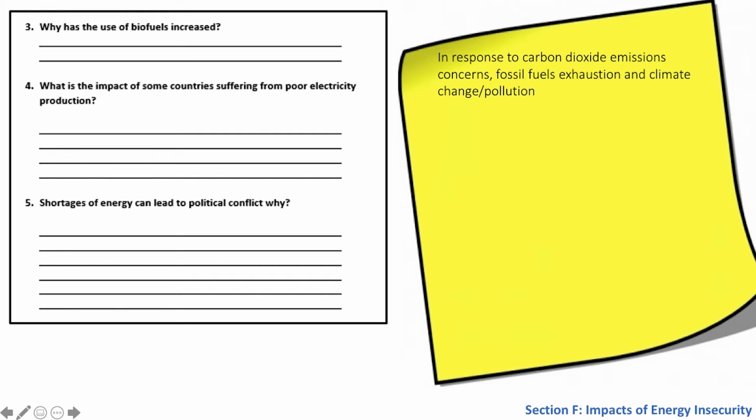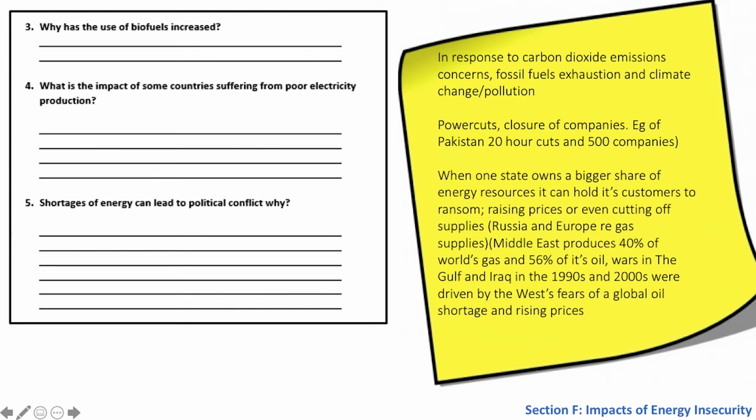What is the impact of some countries suffering from poor electricity production? In some countries, they're experiencing power cuts, they're experiencing the closure of companies, and if you read in Caboodle, you'll be able to find out information about Pakistan, etc. And you'll be able to see and understand some of the impacts that poor electricity has on a country. A shortage of energy can lead to political conflict, and we're being asked why that might be.